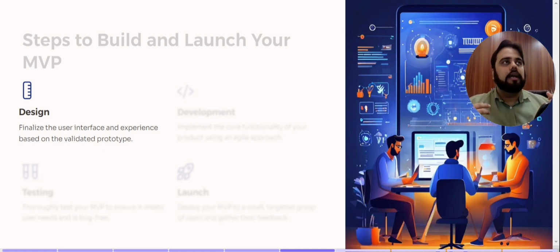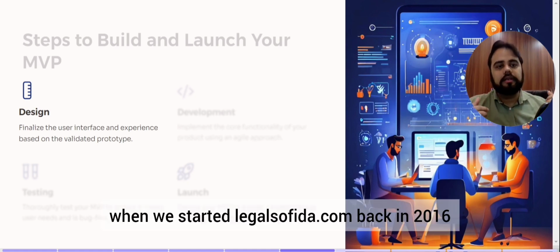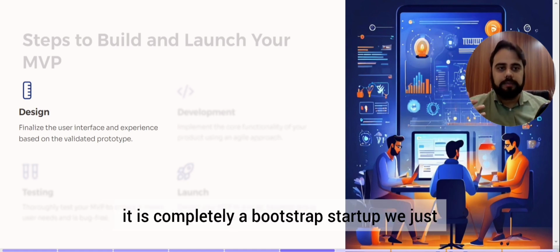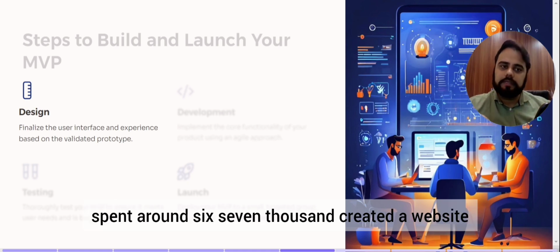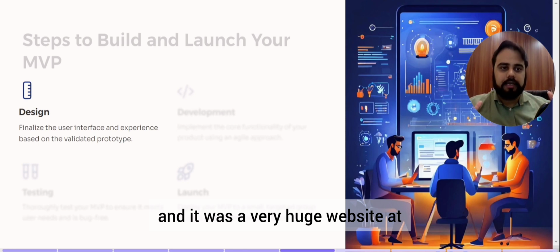And I'll tell you about my personal experience. Initially when we started legalsuvidha.com back in 2016, it was completely a bootstrapped startup. We just spent around 6-7 thousand, created a website, and it was a very huge website at that time.